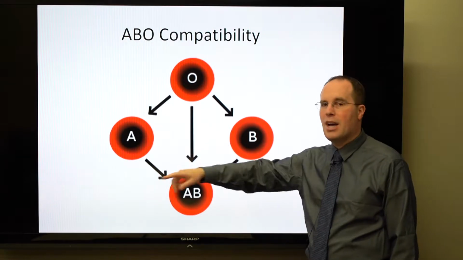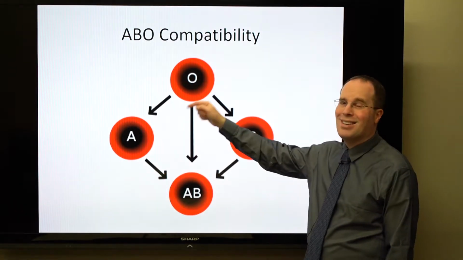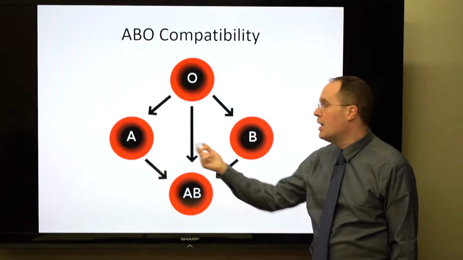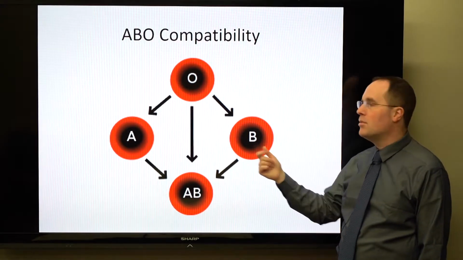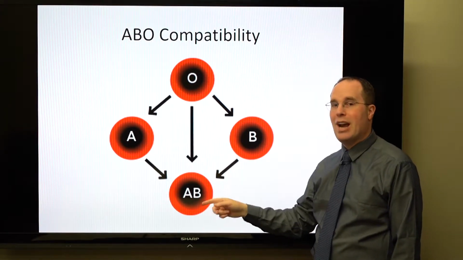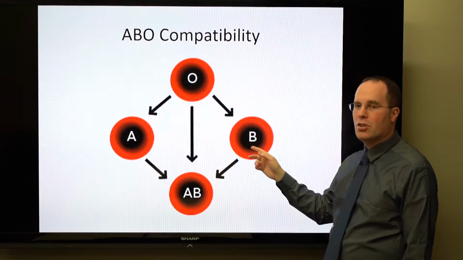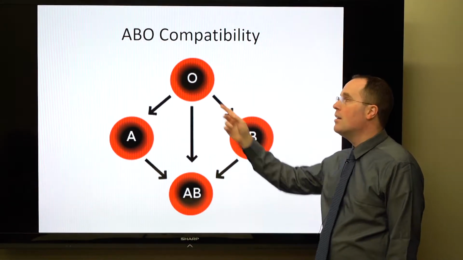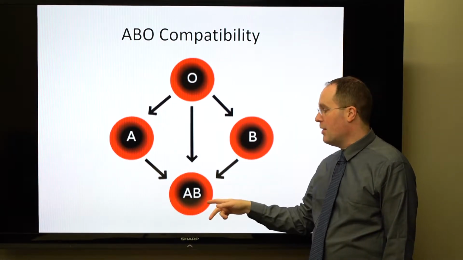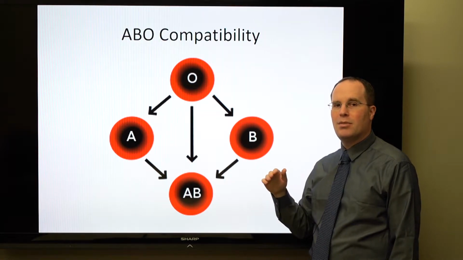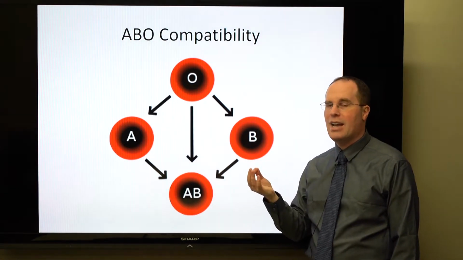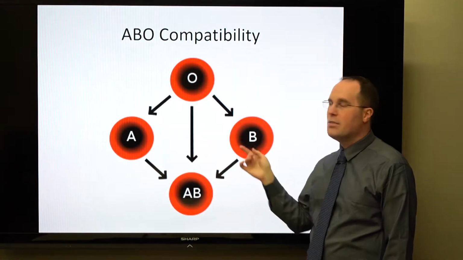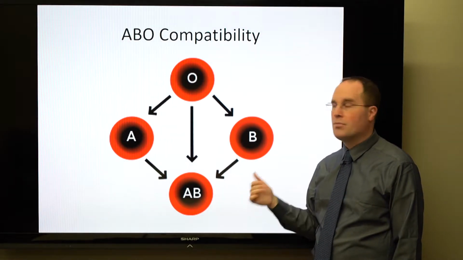You can get your own type, right? Type A, and you can get type O red cells. If you're type B, you make anti-A, so you don't want to receive any A or AB, but you can certainly get your own type B and type O. And finally, if you're an AB recipient, you don't make either anti-A or anti-B, so you could receive any red cells.